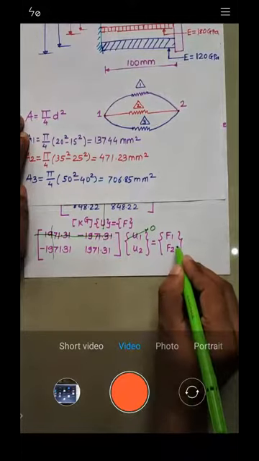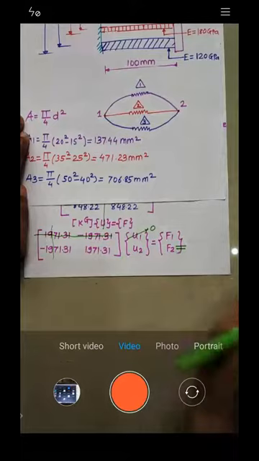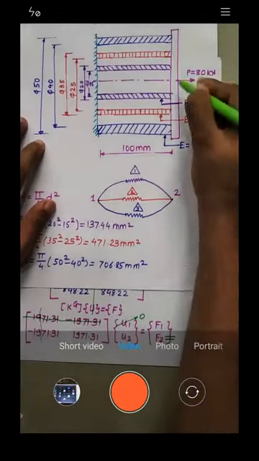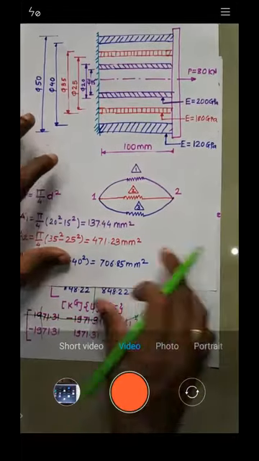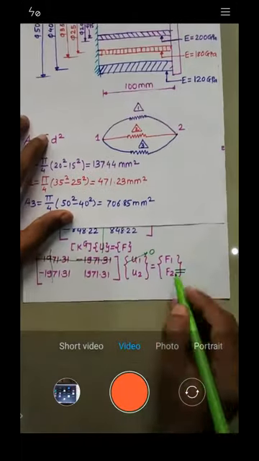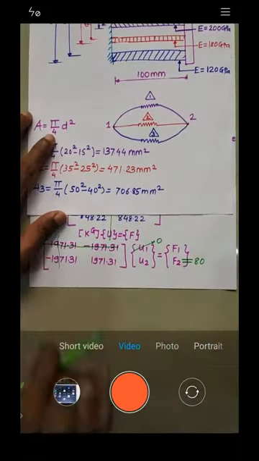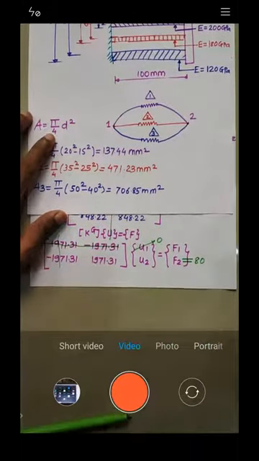Force applied at node 2 is known. So what is the force applied at node 2? You can see at node 2, what is applied? It is 80 kilonewton, right? So what we'll get? We'll get a simple equation, right?